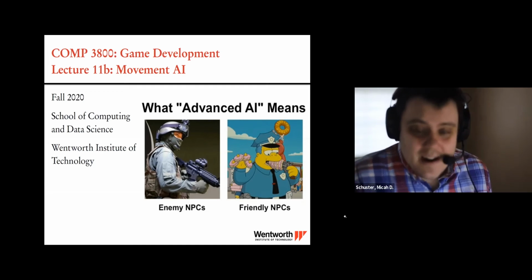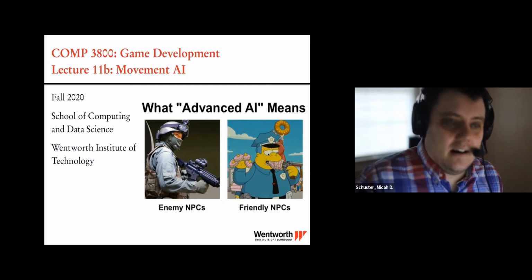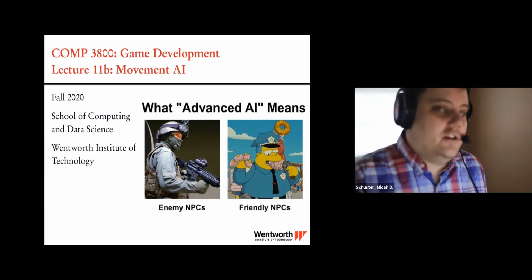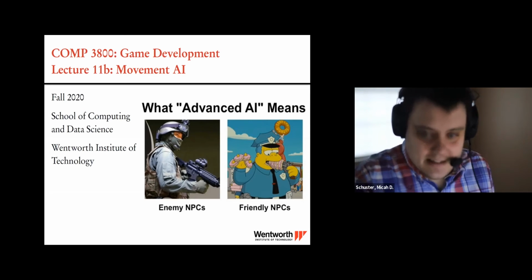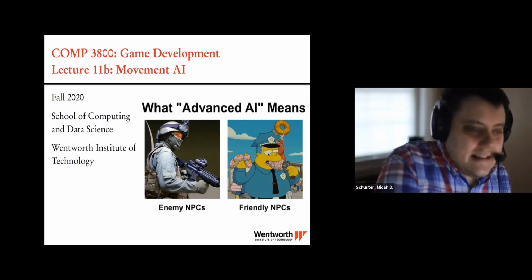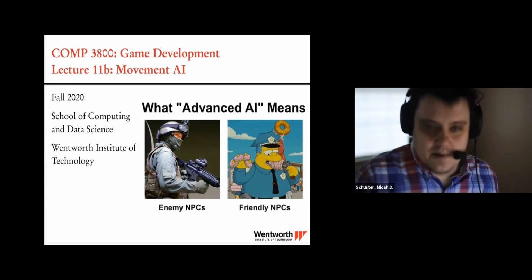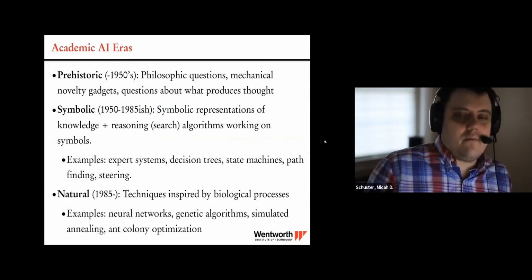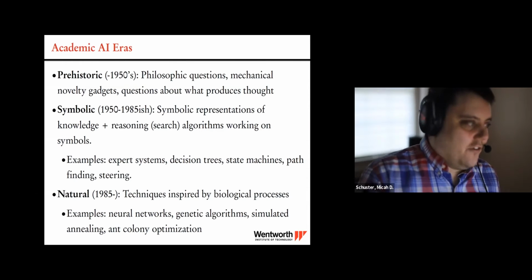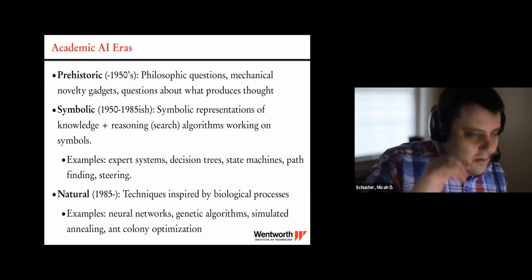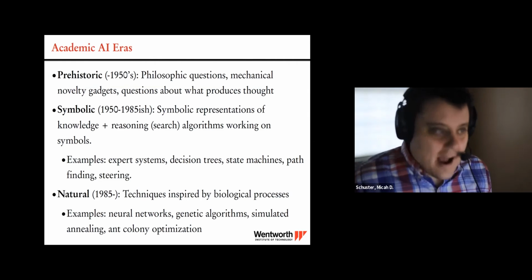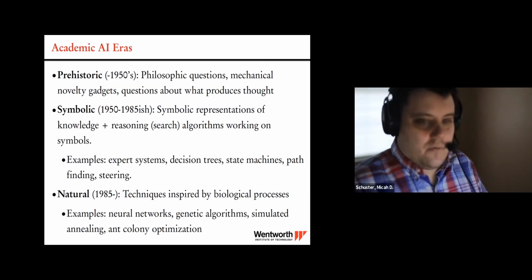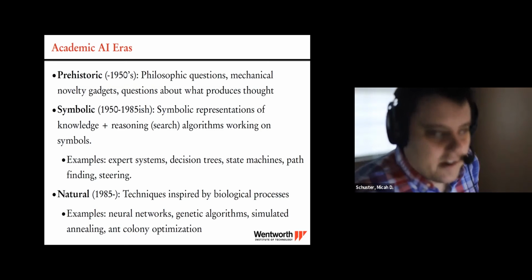And one of the nice things about it is that it usually doesn't take a lot of math to do some of this more simple AI. Whereas with a neural network, you do need to be at least somewhat good at linear algebra and things like that. We're really just doing stuff with vectors when it comes to the movement AI that we're going to be talking about. So from an academic perspective, there are a few AI eras. Before like 1950, so before actual computers, that's the prehistoric AI era. And a lot of stuff regarding artificial intelligence was more philosophical.